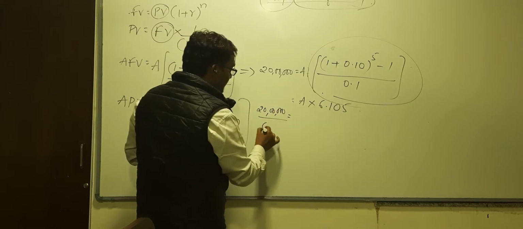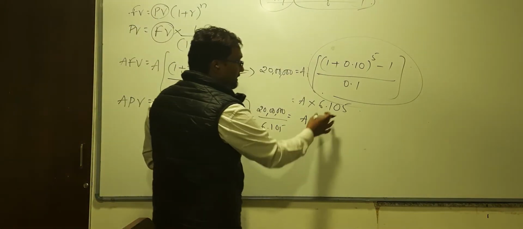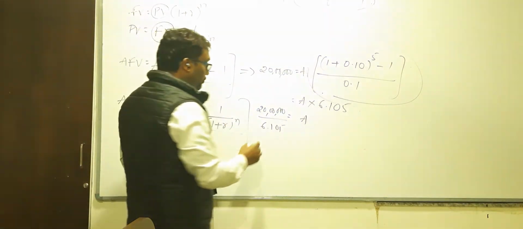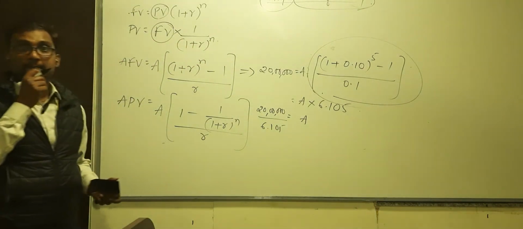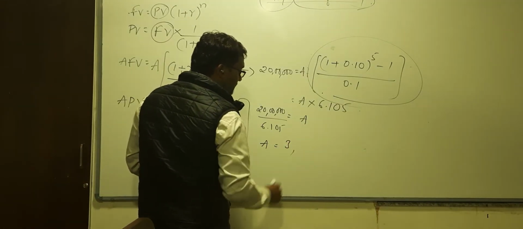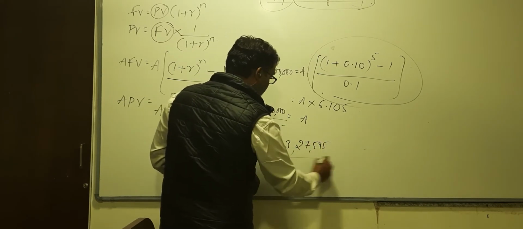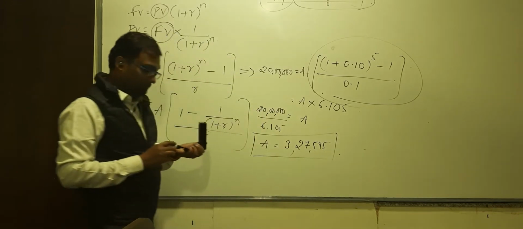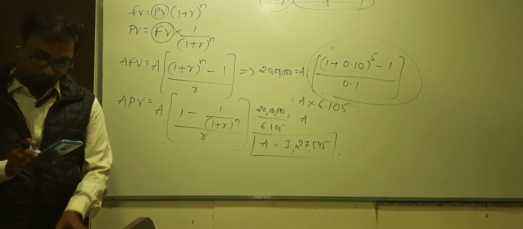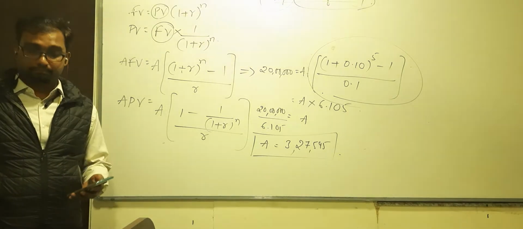Divided by, I am bringing this 6.105 is equal to 8. Just this comes to this side, denominator. So 20 lakh divided by 6.105. A is equal to 3 lakh 27,595, which is ₹3,27,600 approximately, round figure.